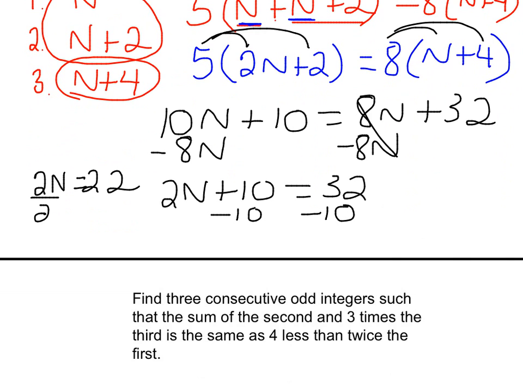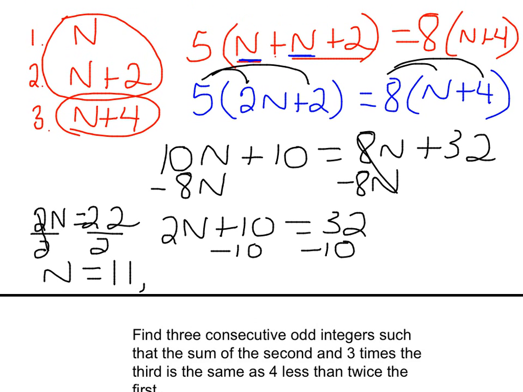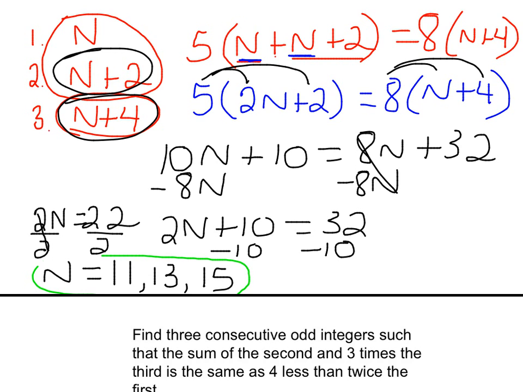Dividing them both by 2, you guys can see this, n equals 11. Now look at there, it's an odd integer. So if the first number is 11, then the second number is n plus 2 right here. So the second number is 13. And then the third number is n plus 4, so 11 plus 4 is 15. And we have three consecutive odd integers.